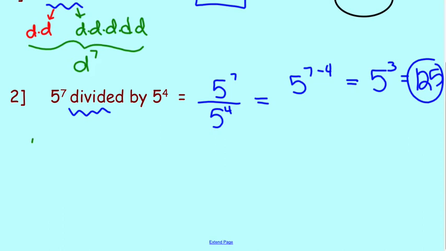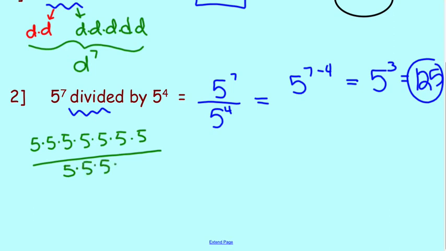The old way, I'll just kind of show you off to the side. This is not what we want you to do: you would take that 5 and write it out 7 times, divided by 5 written 4 times, and then you would cancel all the like ones, and you're left with 5 to the 3rd. We want you to do it this way over here.